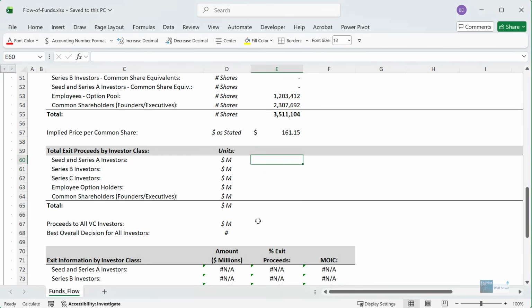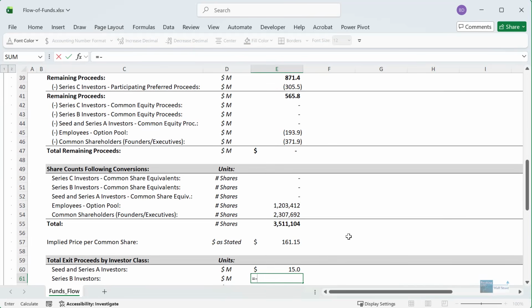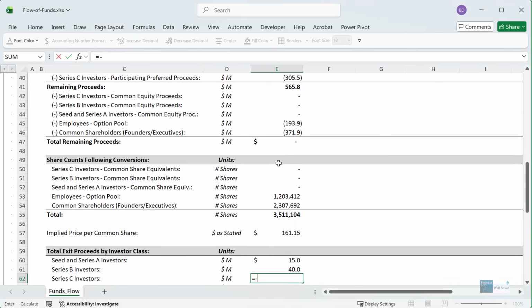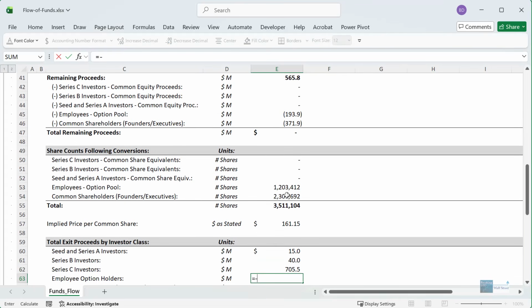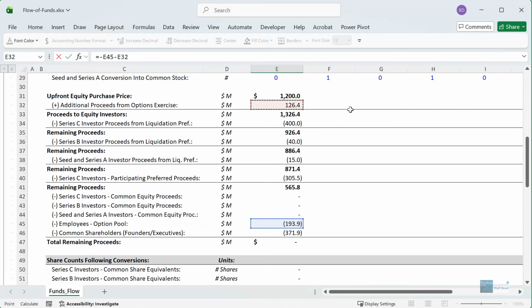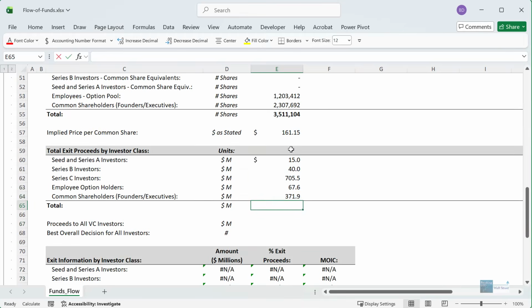And then as a final step in this process, you want to add up the exit proceeds by investor class here at the bottom. So you have to take into account the liquidation preference for each investor group and then whatever they get in terms of common equity. This is a little bit annoying because of the way this is set up, where not everything is right next to each other. Unfortunately, there isn't really a better way to do this. With the Series C investors, you also need to get their participating preferred proceeds and everything else. And then for the employee option holders, you need to take the amount that goes to them, and you also have to subtract whatever they paid to exercise their options because you're looking at the net amount right here. And then for the common shareholders, you just go up and link to their number right here with a negative, and you add this up.